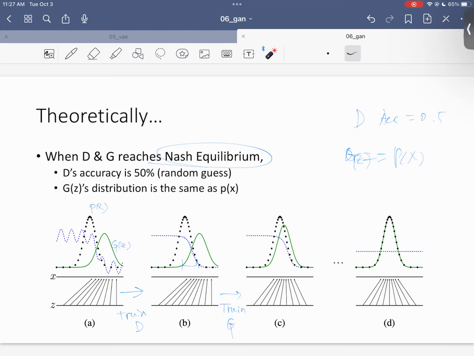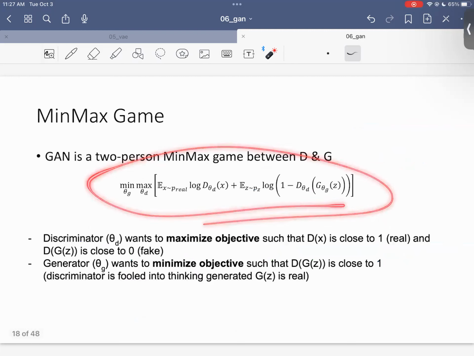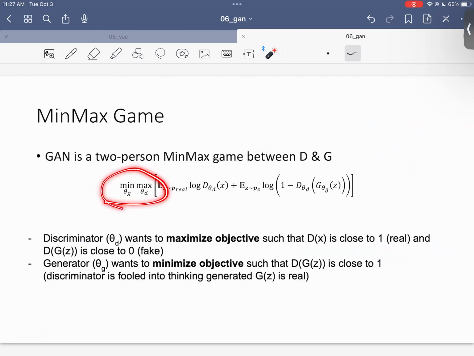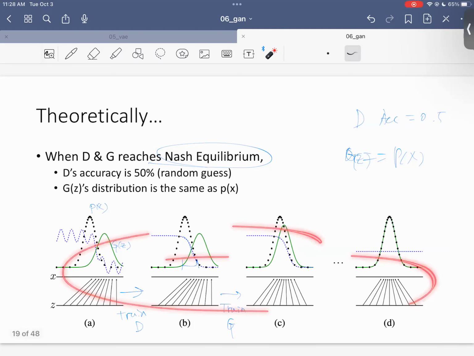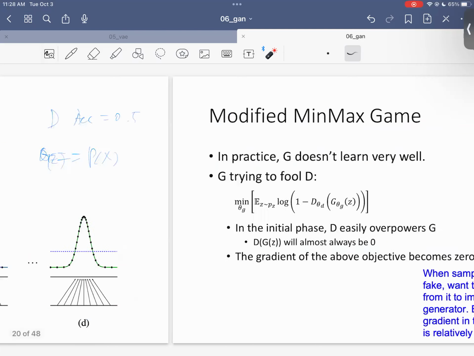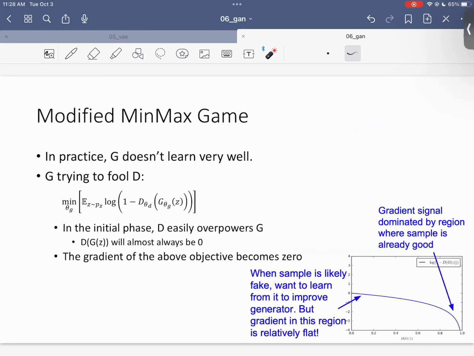We're only guaranteed to reach Nash equilibrium when we're playing a true min-max game. But even though the objective function is formulated as a min-max game, the way we train theta G and theta D is not a true min-max game, because we're alternatingly training them one at a time. So there's no guarantee that we'll reach Nash equilibrium even with this setup. So why bother? Hopefully, does that answer your question?